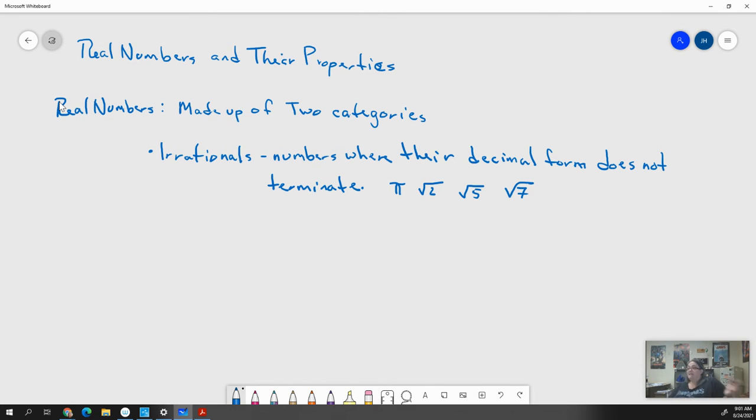But if the decimals don't terminate, then they are irrational numbers. The rest of our real numbers would be rational. If these are irrational, the other ones are rational. And the rational numbers, by definition, are the opposite, right? They're numbers where the decimal form does terminate or repeat.